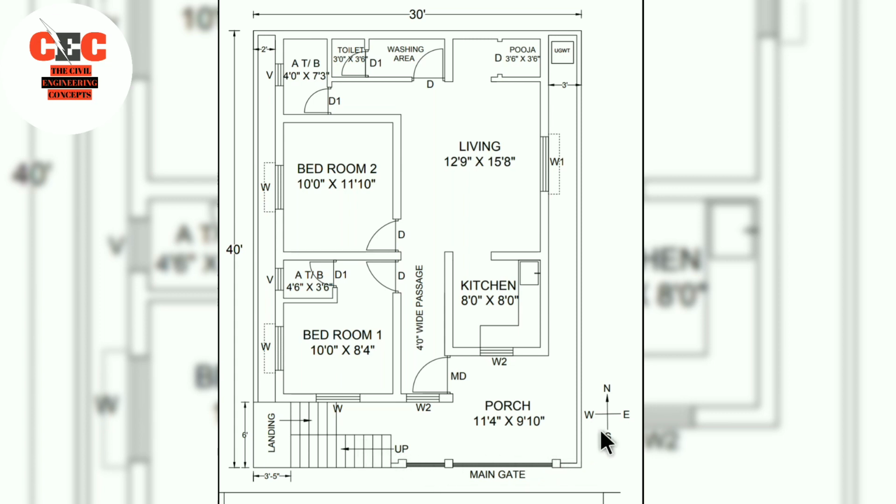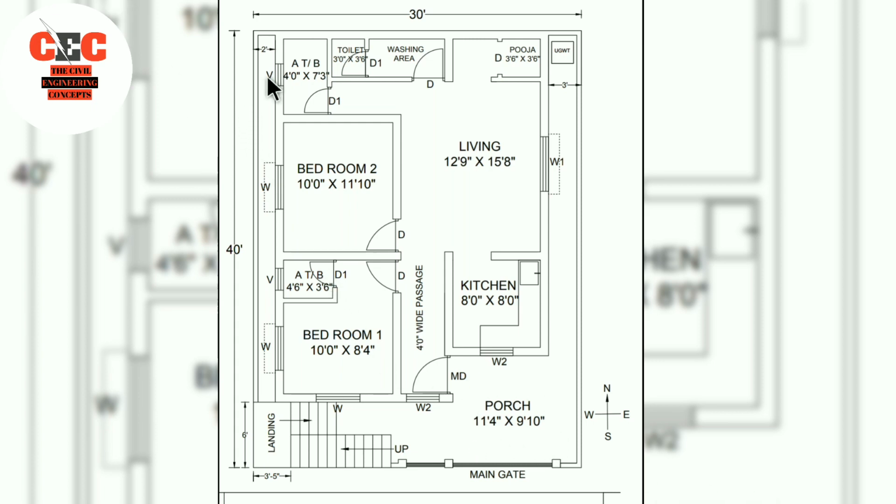Coming to the staircase, the staircase is provided in the southwest corner of the plot and the width of the staircase is 6 feet for 2 flights, each being approximately equal to 3 feet. The width of the landing is 3.5 feet, that is 3 feet 6 inch. And now coming to the porch area, the size of the porch is 11 feet 4 inch by 9 feet 10 inch. Here you can park two-wheeler vehicles and you get enough space to walk around.